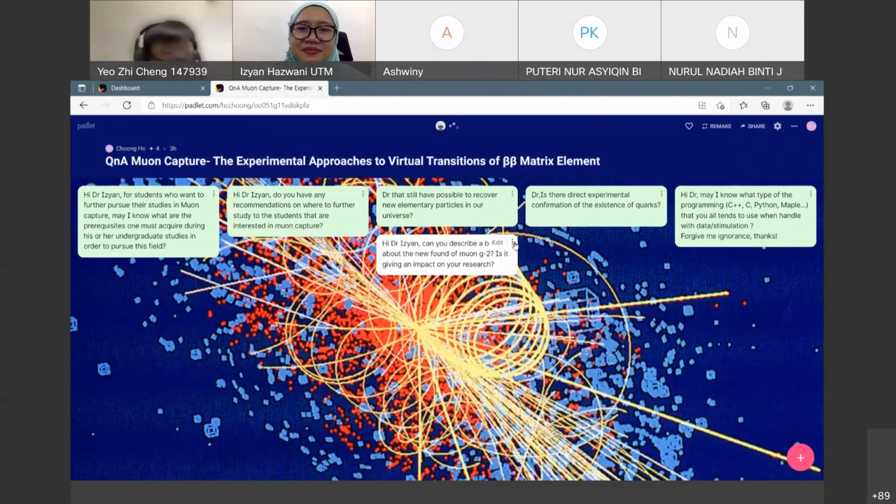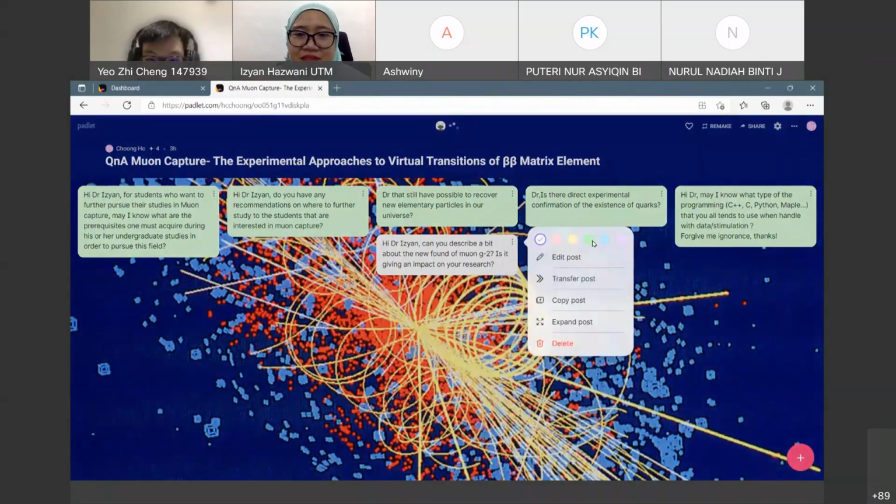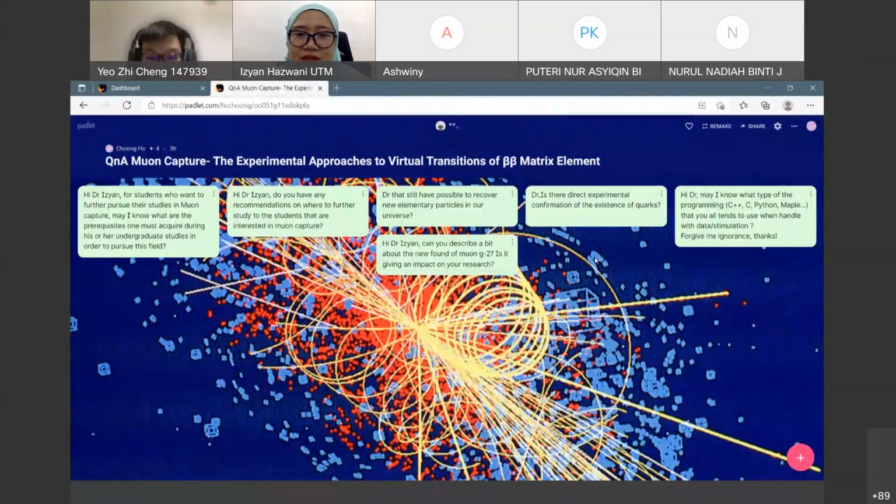One more. Okay, we have one more here. It says, Dr. Izyan, could you describe a bit about the newly found Muon G-2 experiment? Is it giving an impact on your research?